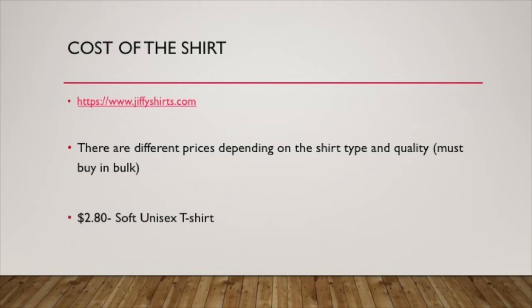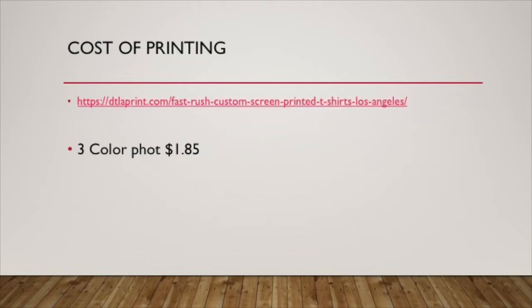All right, let's go to slide number 11. I went to this Downtown LA Print. I got their list of pricing, and for them to do a photo of three colors, it costs $1.85. So I would buy the shirts from Jiffy and it would get printed at Downtown LA Print. So the printing cost to print the item that you'll see in slide number 4, I believe it is 3 or 4, would cost $1.85.